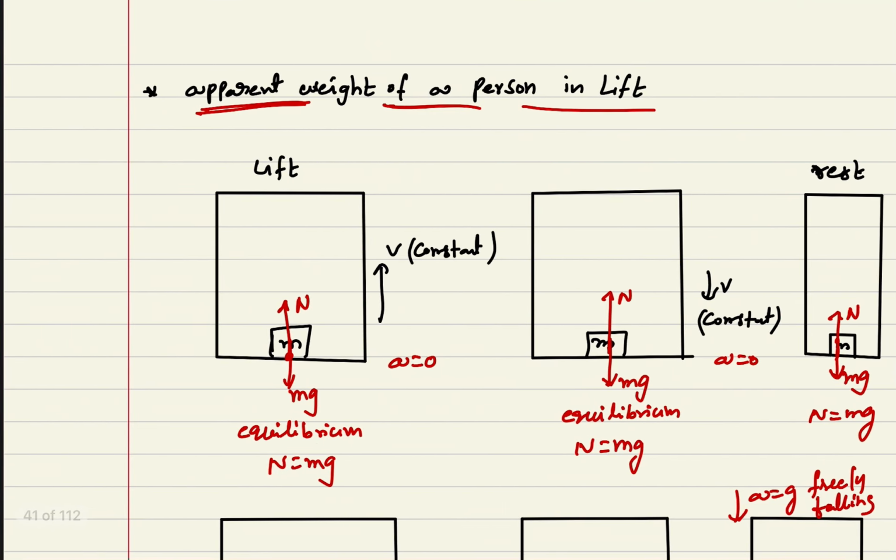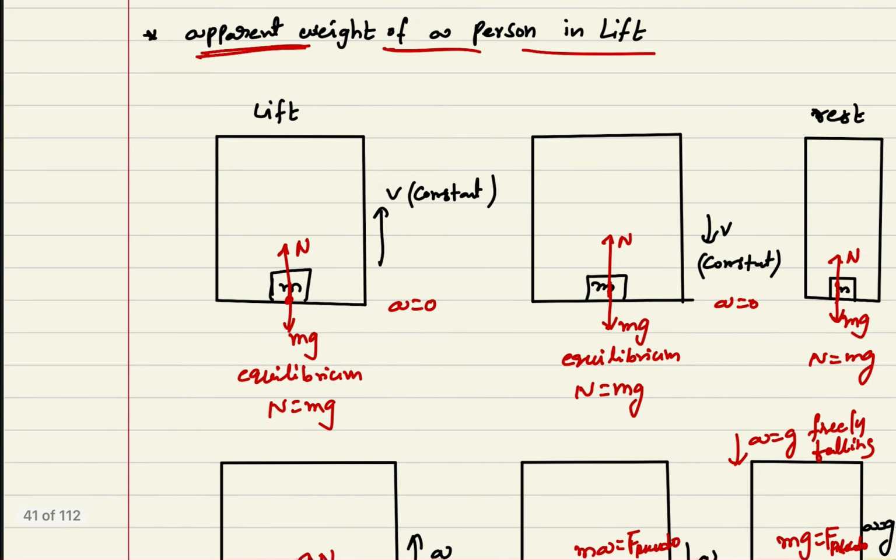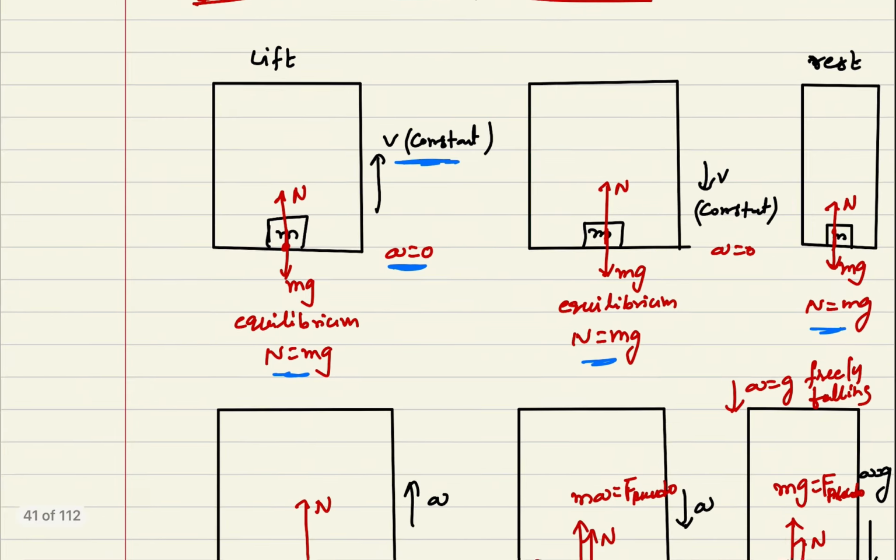Next one, apparent weight of a person in a lift. I have taken different situations. If a lift is moving with constant velocity, a person is standing on a weighing machine. I have not drawn the weighing machine or the person, I have just written m. The normal contact force gives the weighing machine reading. As the lift is moving with constant velocity upward, the body is in equilibrium, so acceleration is equal to 0. Finally, the upward force is equal to the downward force. In the second case also, the body is moving with constant velocity, acceleration is 0, N is equal to mg. In the third case, the lift is at rest and the normal force is equal to mg.